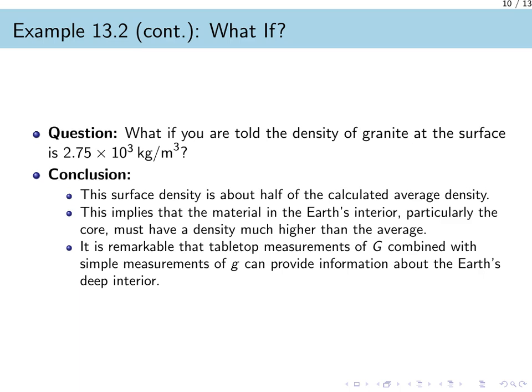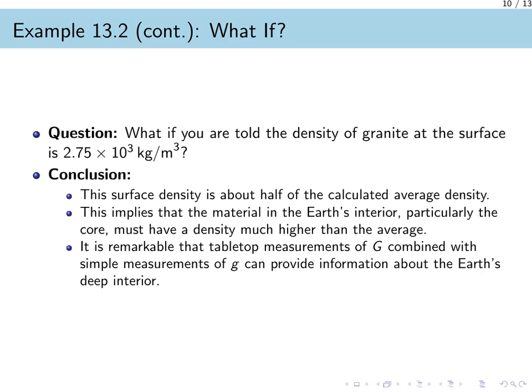Suppose we are told that the density of granite, a common rock at the Earth's surface, is about 2.75 times 10 to the power of 3 kilograms per cubic meter. We can now compare this surface density to the average density for the entire Earth that we just calculated, which was 5.50 times 10 to the power of 3 kilograms per cubic meter. Notice that the density of surface rock is only about half the average density of the whole planet.